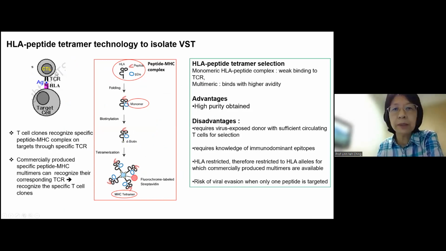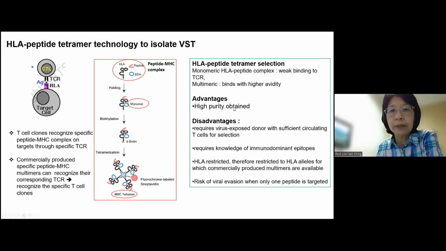So the principle is that T cells will recognize specific peptide MHC complex on the target cell through their specific T cell receptors. So peptide MHC complex that binds these T cell receptors can be made, and then they can be tetramerized for better binding to the TCR, and the T cells can be isolated this way.